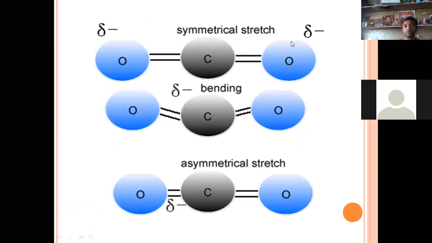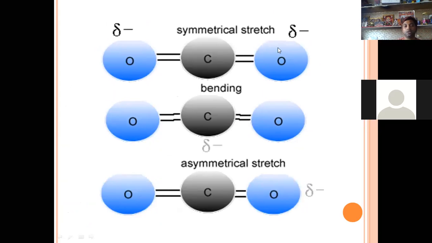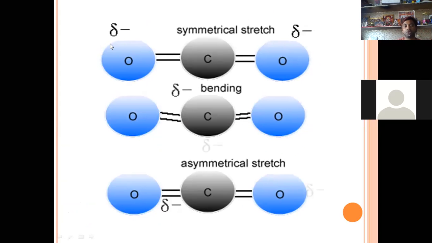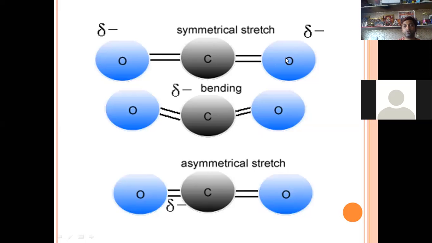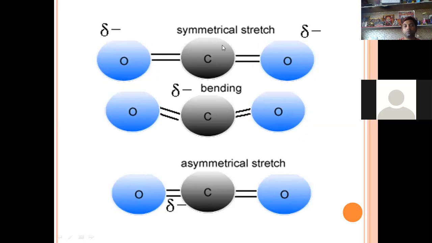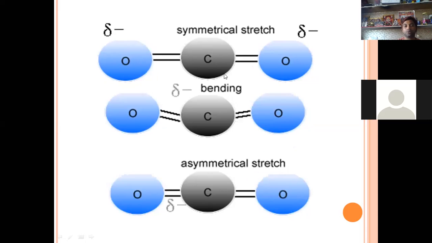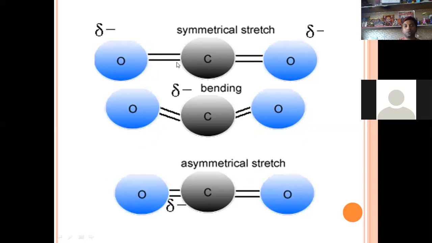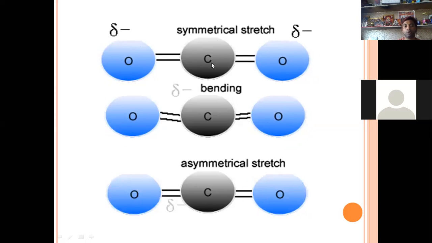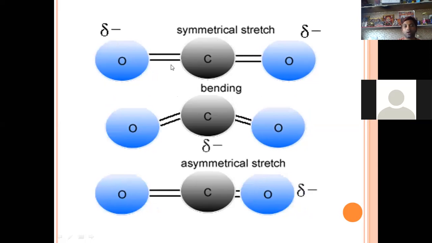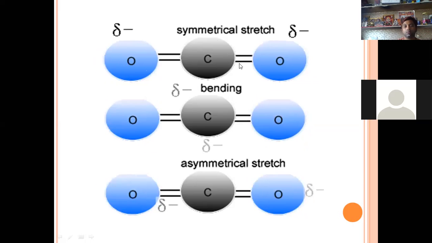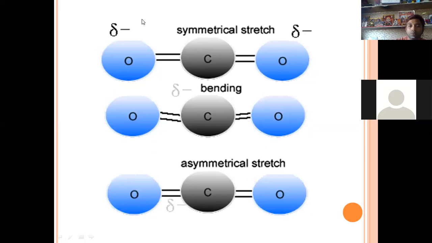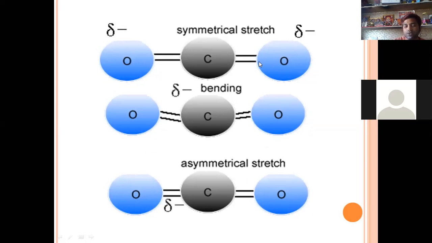Symmetrical stretching. These are the polarities which I have shown here. Both oxygen atoms have partial negative charge. The carbon bears partial positive charge. So this is symmetric stretching. At the same time they are going out and coming back. You can see the bond length decreases or increases.